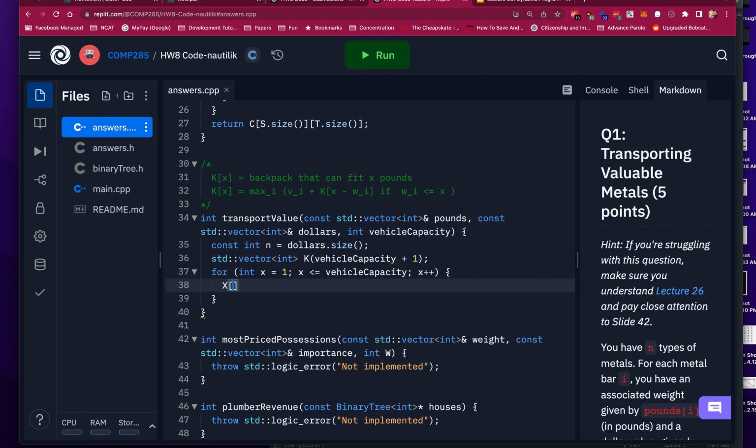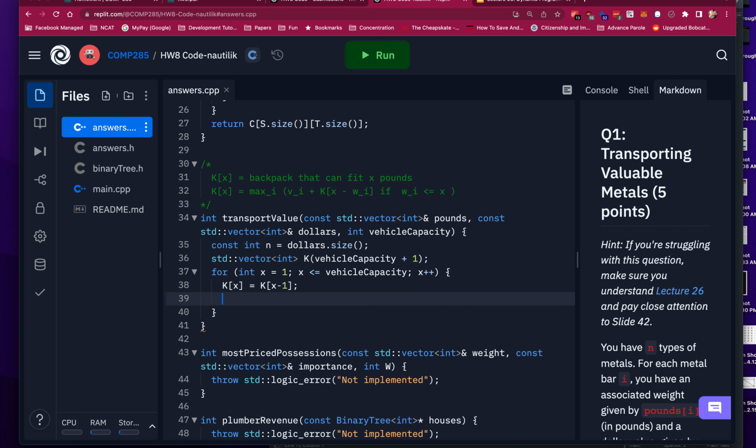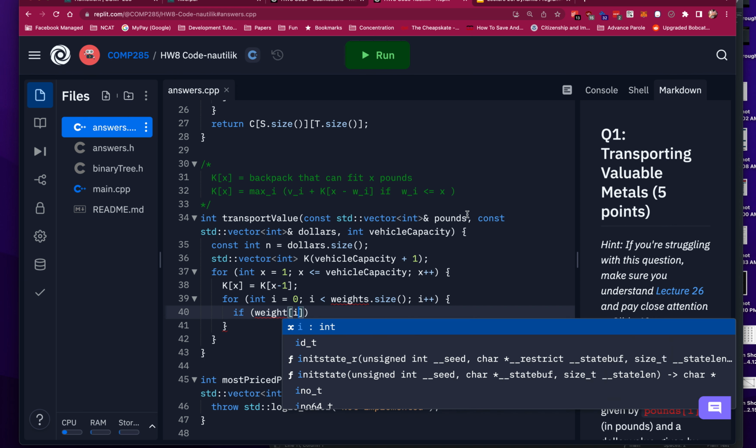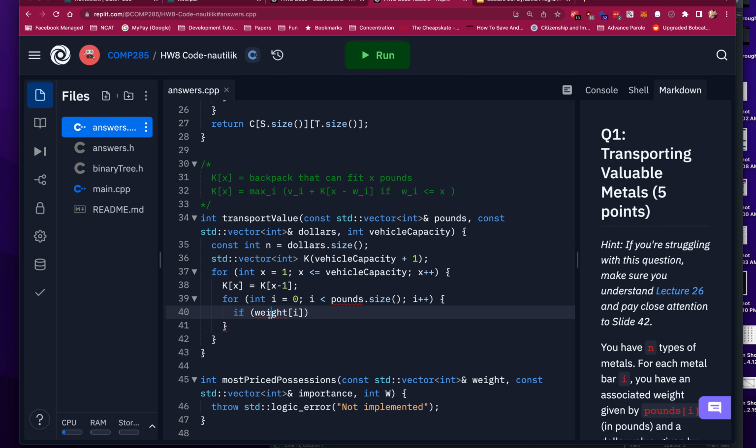So one way to do that is, in code, you would say, well, I'm trying to fill in kx. And I'm going to set it to start at just kx minus 1, right? So this is the starting point. I'm not fitting anything extra. I'm just saying, hey, however much you could fit into the smaller backpack, that's the same you can fit into here, right? And then we try each item. So for int i equals 0, i is less than weights.size, i plus plus, right? If the item fits, so if the weight, so this is not weights, it's called pounds. That's what I was not completing.